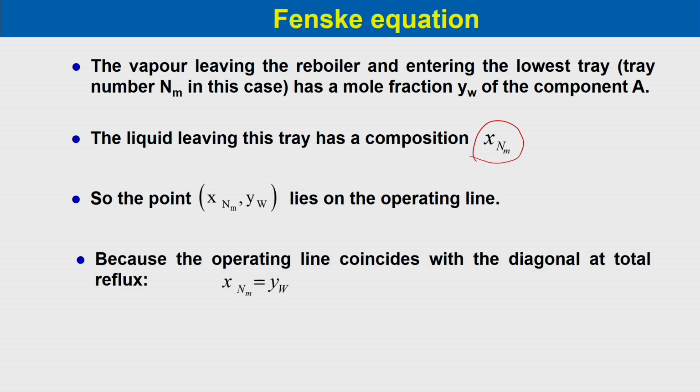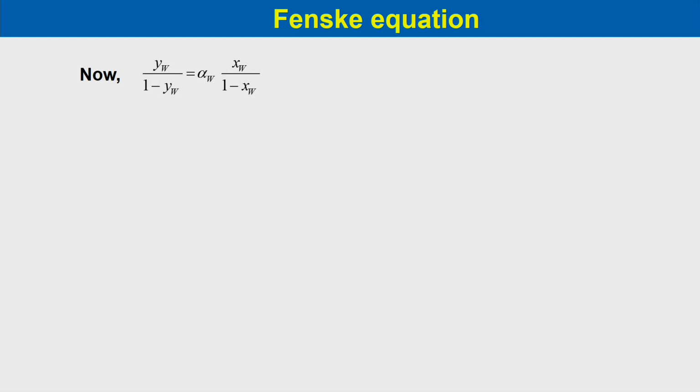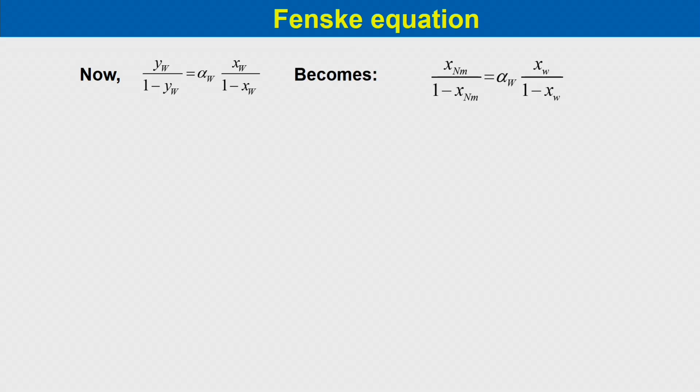Because the operating line coincides with the diagonal at total reflux, we can write x_nm would be equal to y_w. Now, if we substitute this in this relation, x_nm is equal to y_w, then this equation becomes x_nm divided by 1 minus x_nm would be equal to alpha_w into x_w by 1 minus x_w.